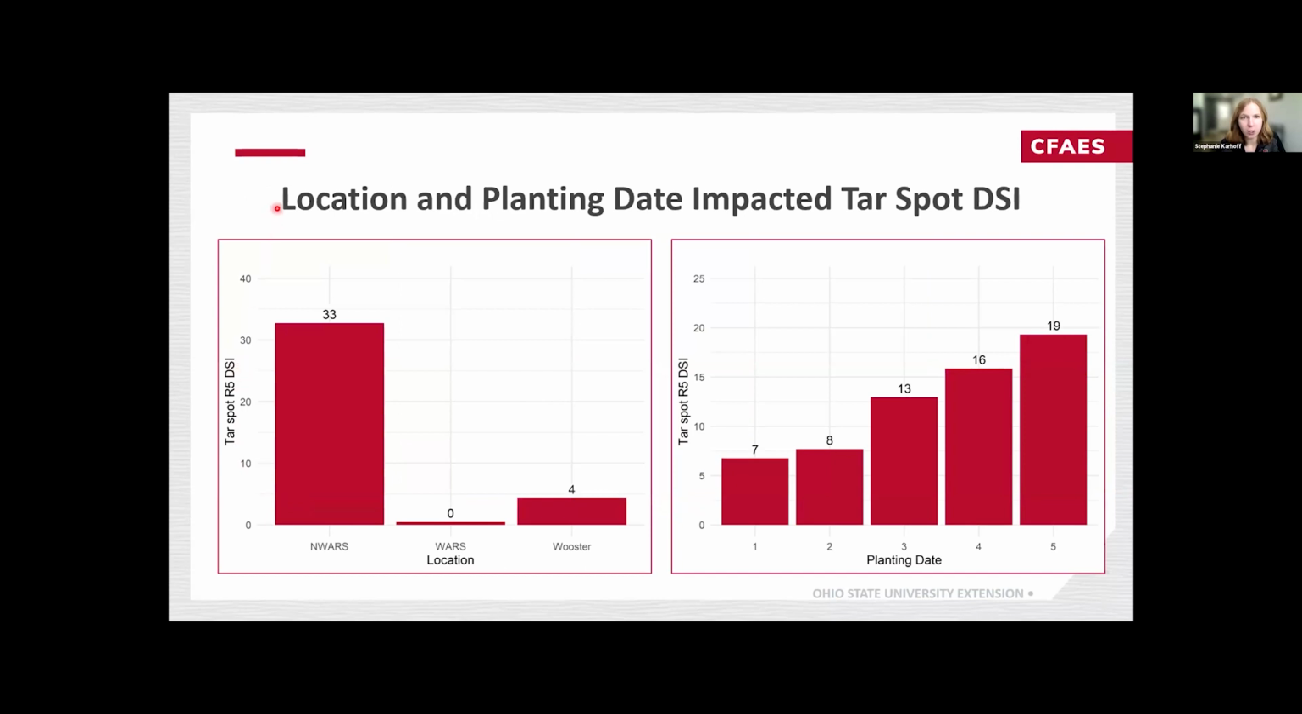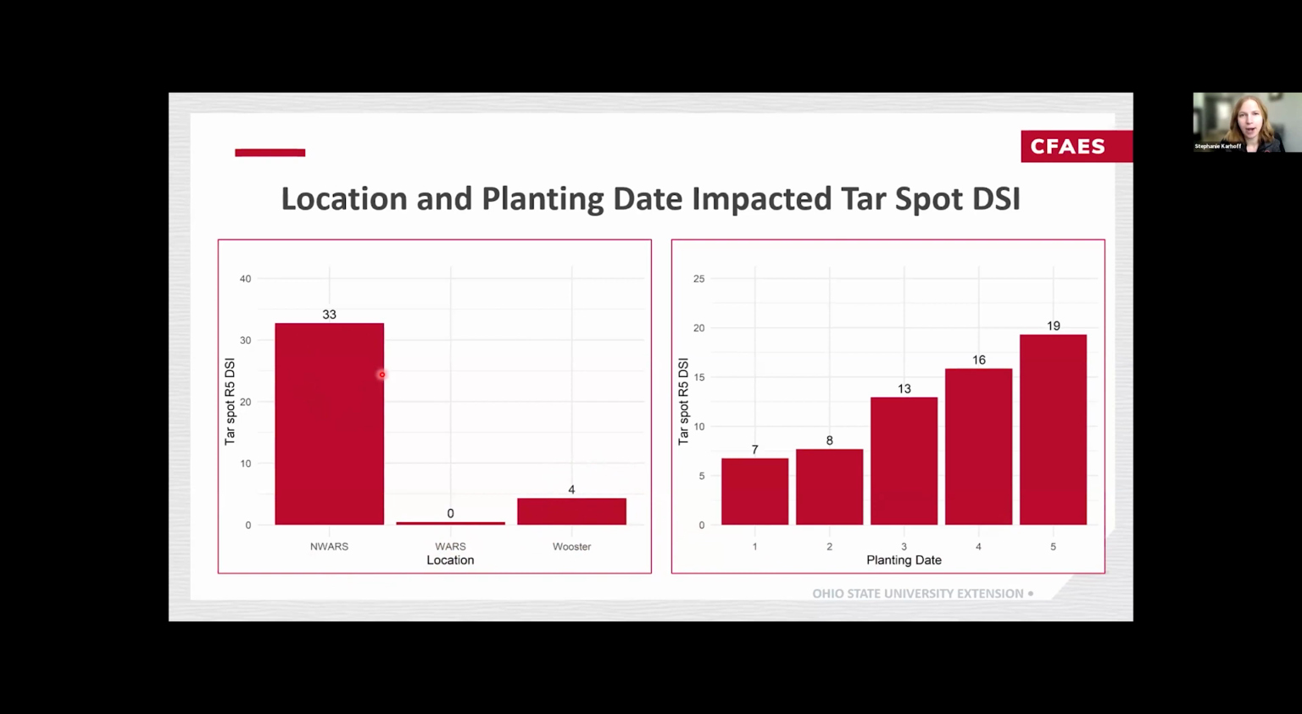So starting off with tar spot, we saw that location and planting date did impact the tar spot disease severity index. So we have that value here on the x-axis for both of these bar charts. And then on the left, by location, so Northwest, Western, and Worcester. And then also by the 5 different planting dates in order. So location really had the greatest effect, and that makes sense. We go back to that disease triangle. We need to have that environment that's conducive to disease. So though Worcester probably had more of those early on seedling diseases on the soybean side and some on the corn side, by far Northwest had the most tar spot present.